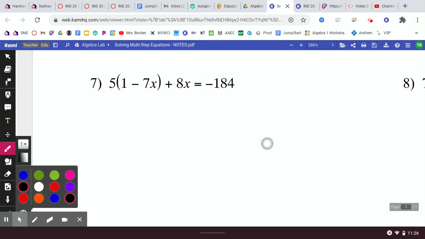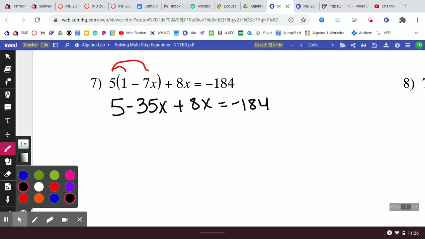So remember last week I said we were going to talk about distribution first. So if I have a 5 right outside of the parentheses, that means multiplication. So I have to multiply that 5 times everything inside the parentheses, okay? So what's 5 times 1? 5, right? And 5 times -7 is -35, and that x stays with it. And then I just keep writing the rest of it. Plus 8x equals -184. And now it looks like the problem we just did a few times ago.